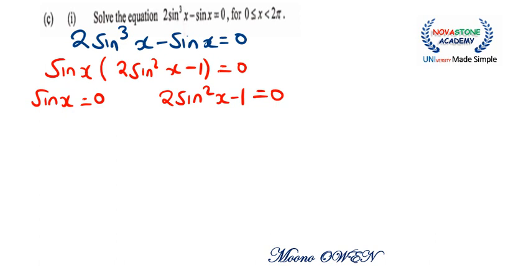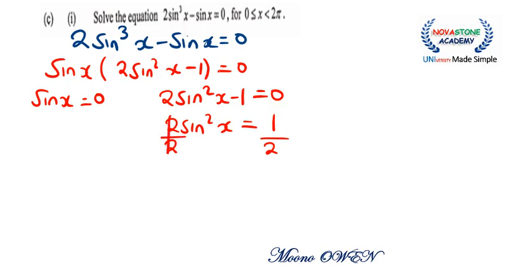Now if I solve this, what am I going to have? Let me just write it step by step. I'm going to have 2 sine squared x is equal to, I'm going to take the negative 1 to the other side. I'm going to have positive 1. Then I'm going to divide by 2 on both sides.